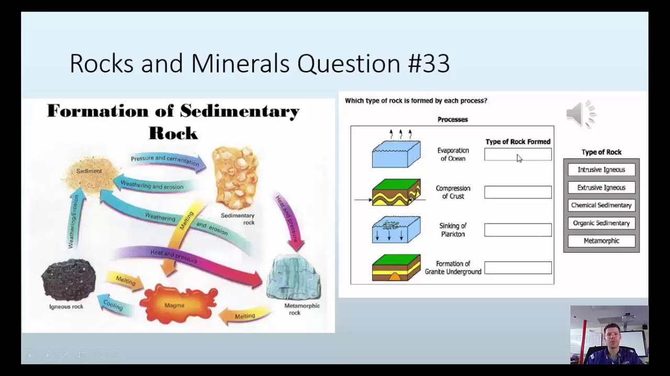So one more time, double check, see if you got the right answers. We have in our first box a chemical sedimentary rock. Then we have a heat and pressure metamorphic rock. Then we have an organic sedimentary rock, remains of living things. And then we've got an intrusive igneous rock at the bottom.